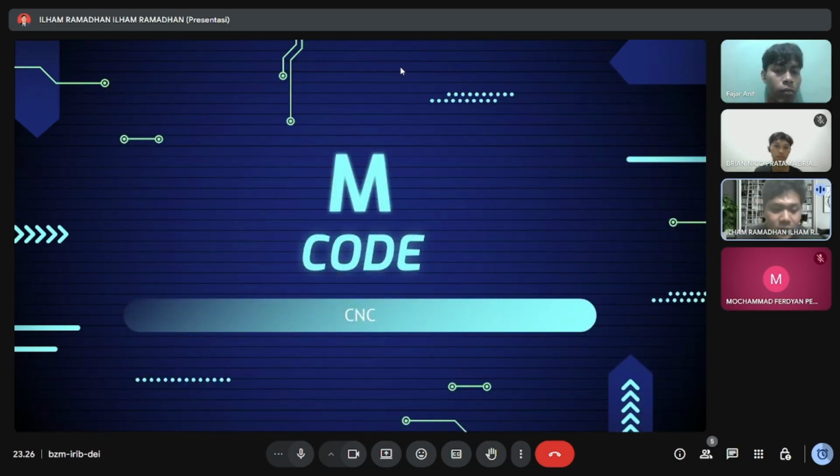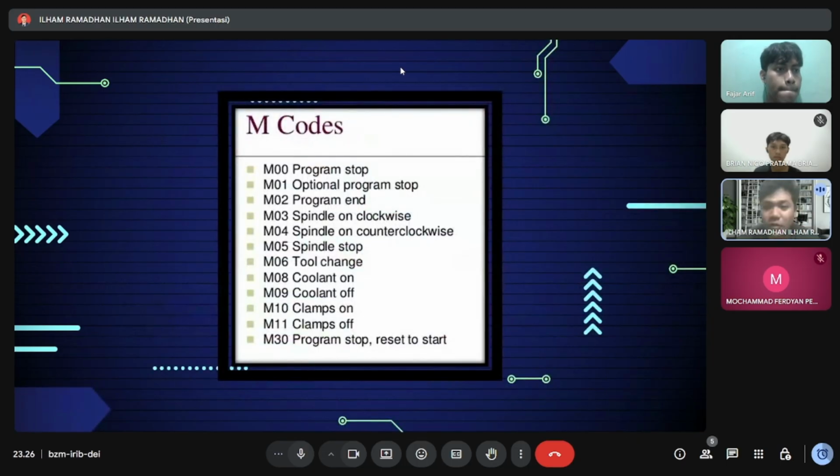And next, M code. M code is an additional code used to control non-movement functions on the CNC machine. So you can see this M0, M1, M2, and next M30 to program stop or reset to start.